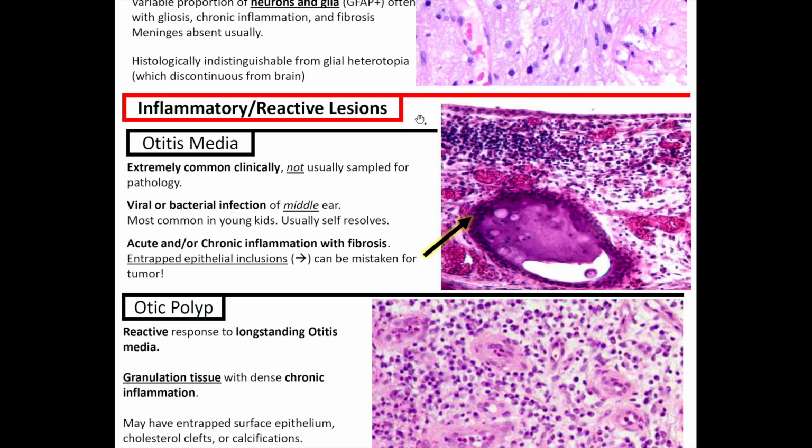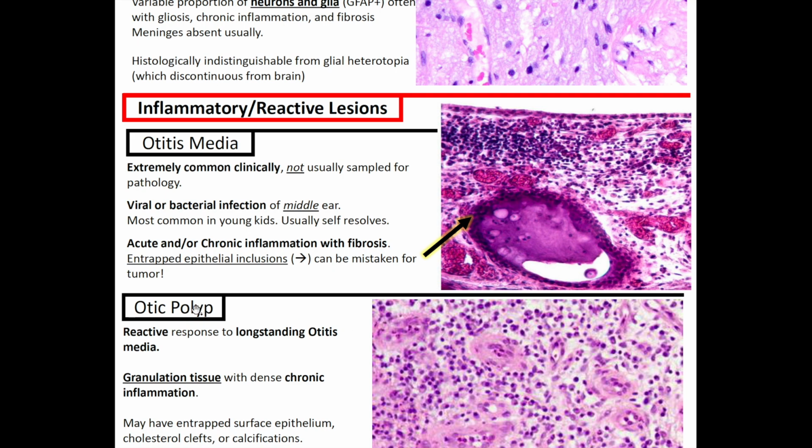All right, so some inflammatory or reactive lesions of the ear. You can have otitis media, extremely common clinically, not usually sampled for pathology, however, often caused by viral or bacterial infections of the middle ear. Most common in young kids, they get an ear infection, usually resolves on its own. You can have acute and or chronic inflammation with fibrosis, and entrapped epithelial inclusions can be mistaken for tumor. So be mindful of that.